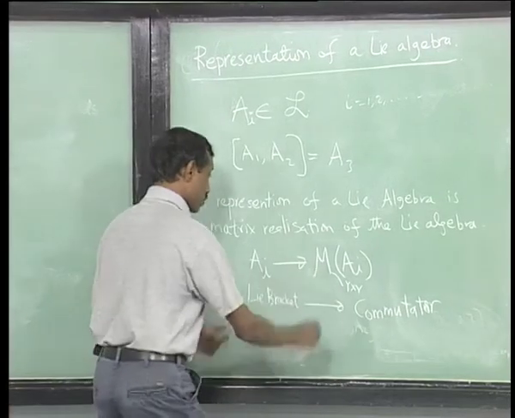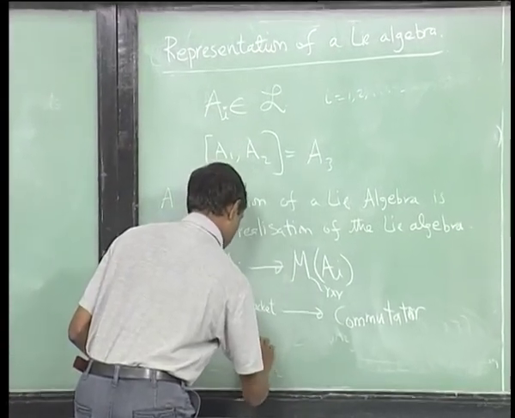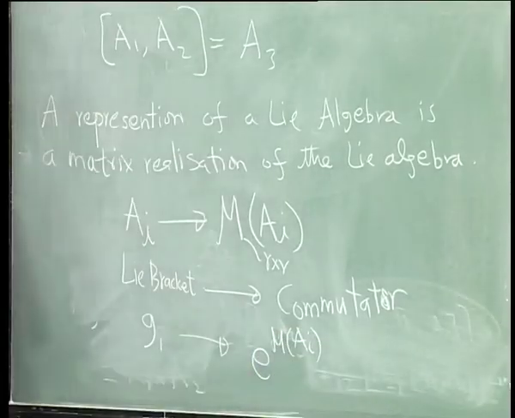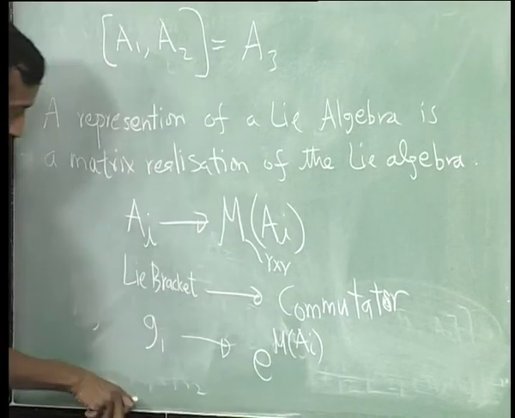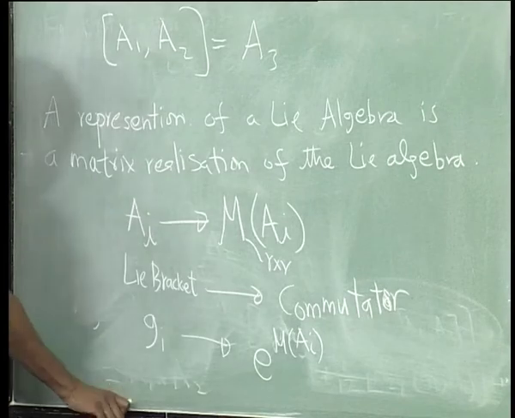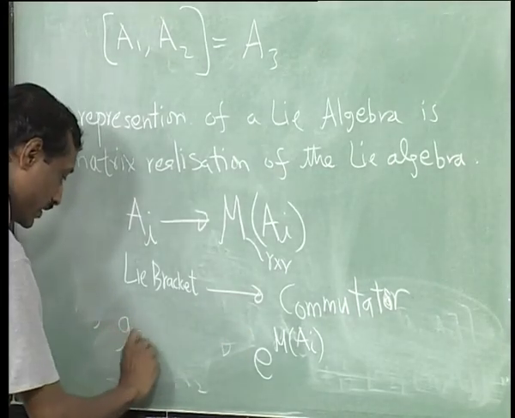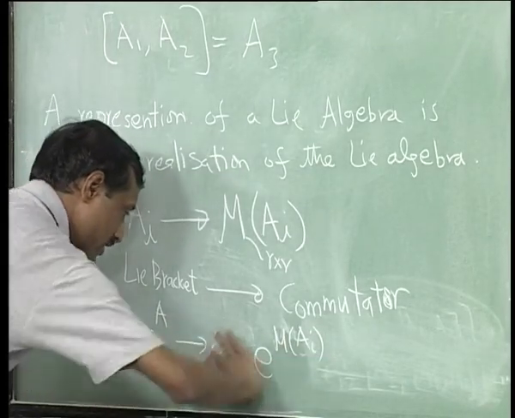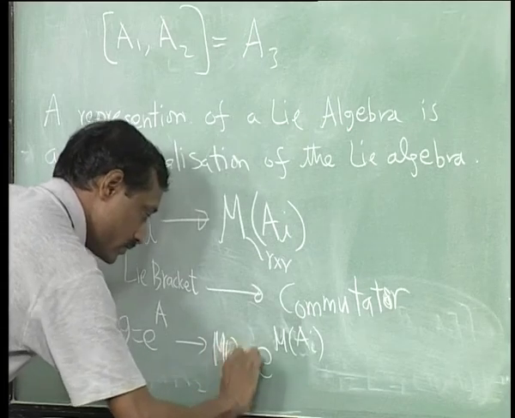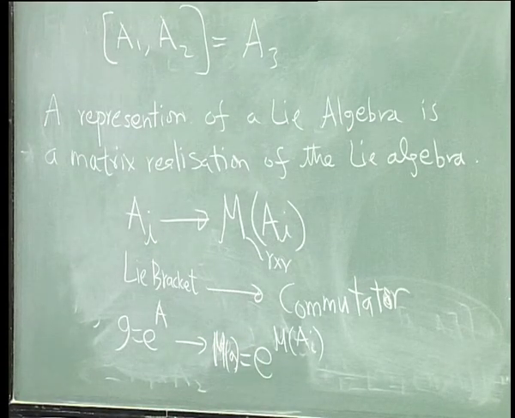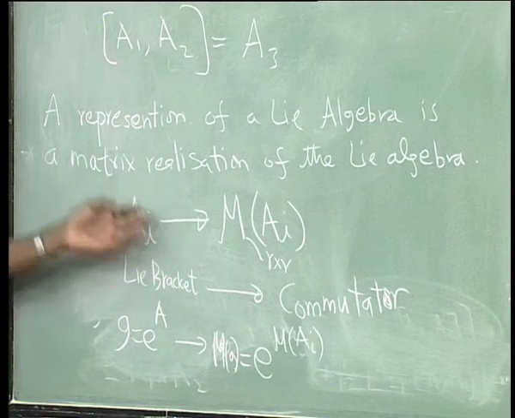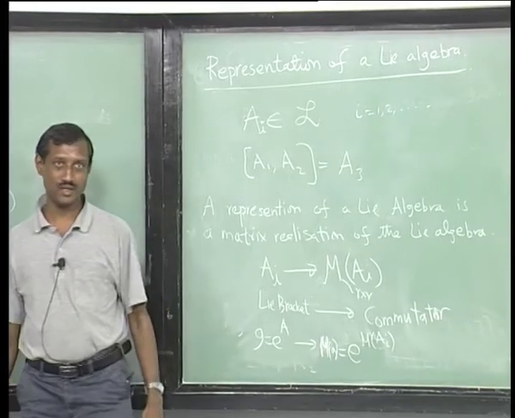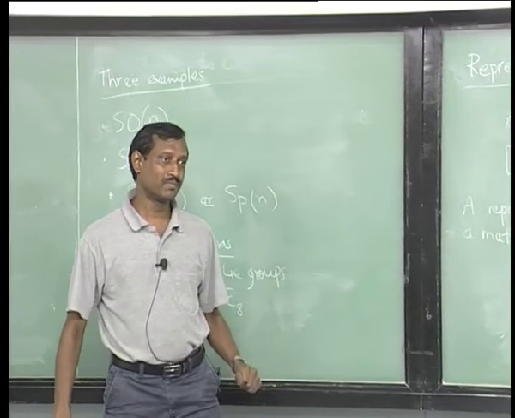Now the group element, the corresponding group element G_i, will be realized as just e to the power m of A_i in this representation. So, we would have written G as e to the power A, and this will go to m of G, that means the matrix realization of G will be equal to e to the power m(A). Okay. And in physics we never ever do the abstract stuff, we really always work with some representation, and so we will stay with that.